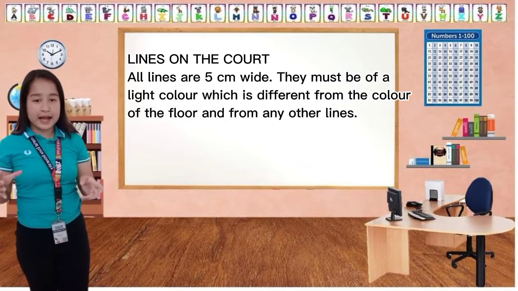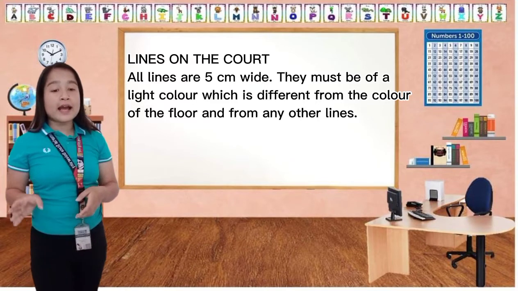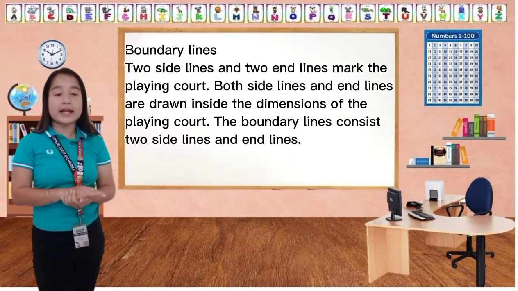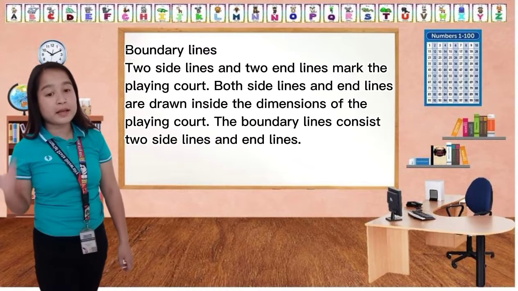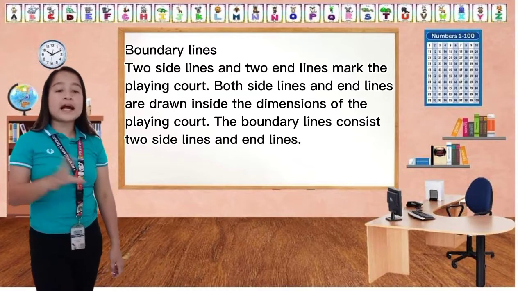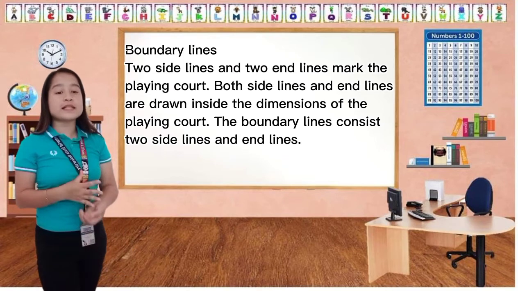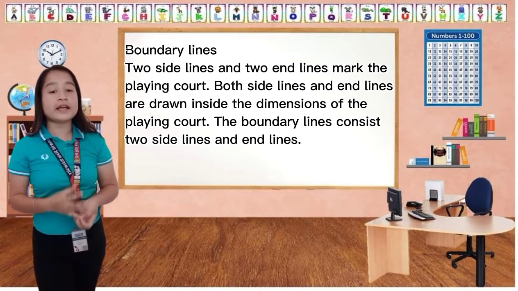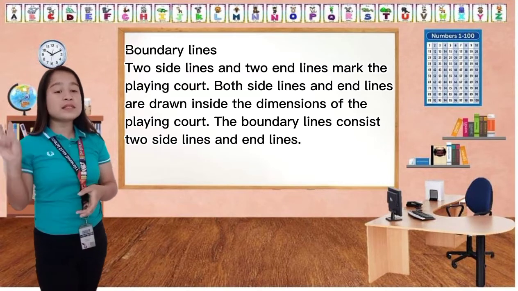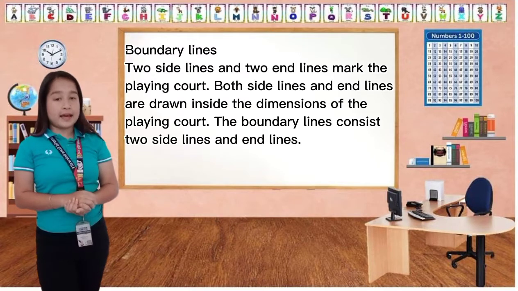So the boundary lines. Two side lines and two end lines mark the playing court. Both side lines and end lines are drawn inside the dimensions of the playing court. The boundary lines consist of two side lines and two end lines.